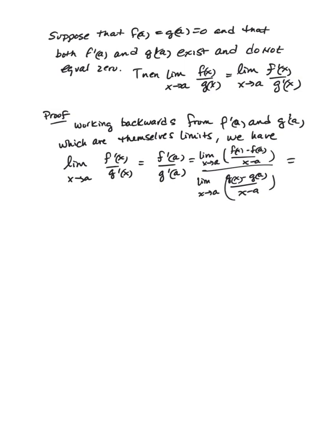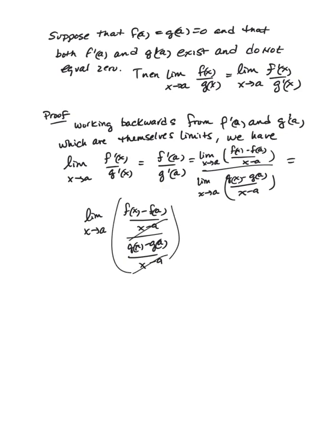Now, because these are continuous, we can take out the limit part as x approaches a. We have f of x minus f of a over x minus a, over g of x minus g of a over x minus a. These cancel, right? So we have the limit as x approaches a of f of x minus f of a over g of x minus g of a.